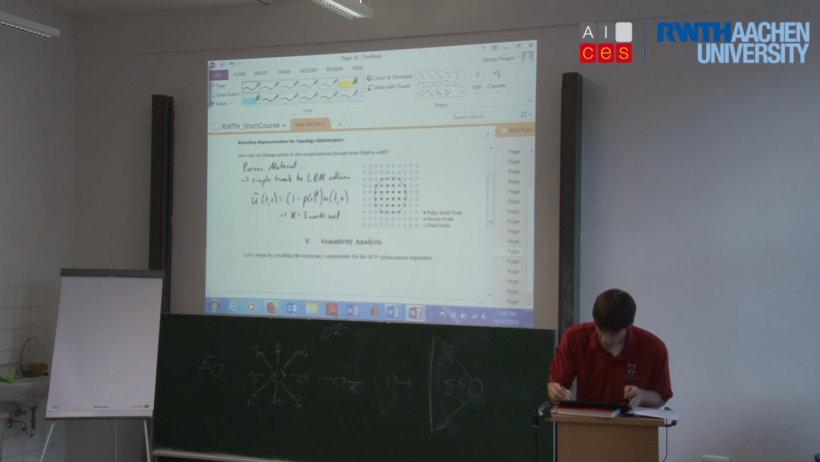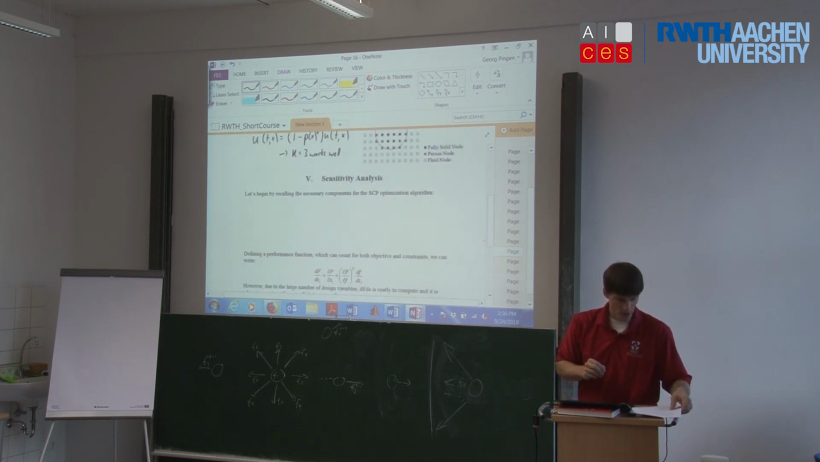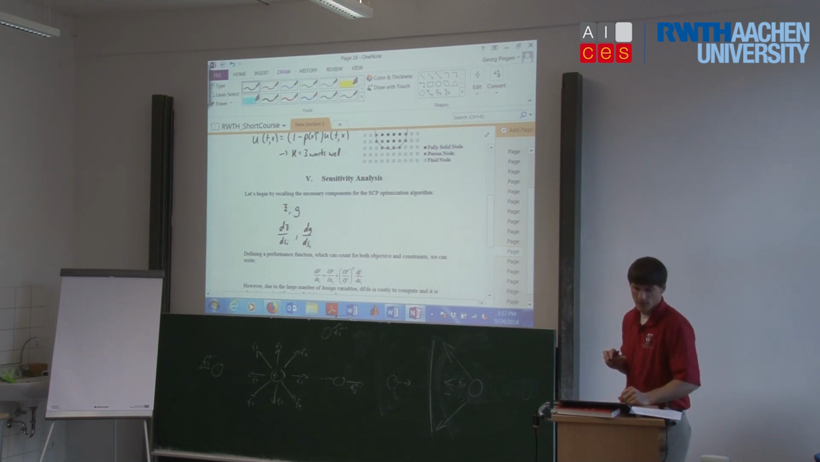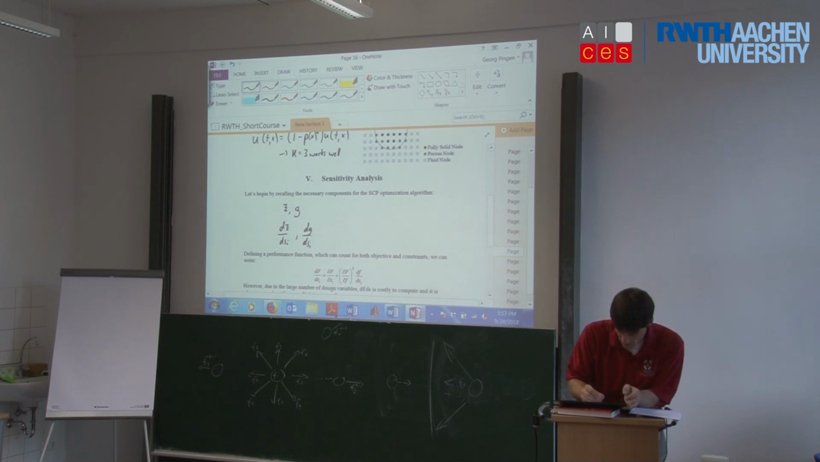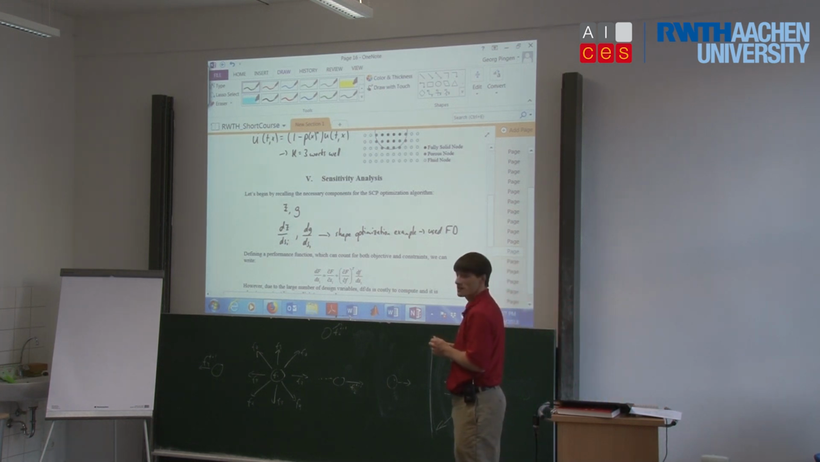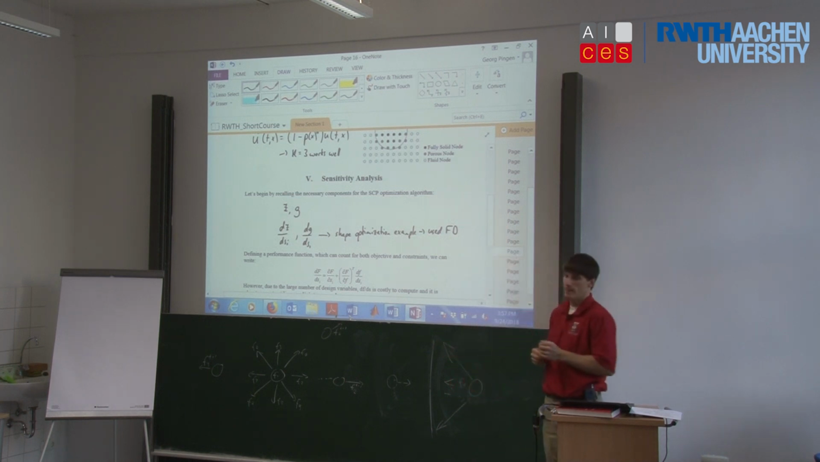So that gives us a boundary representation. Now, if we look back at the SCP, what do we need? We need Z and G, and we need dZ/dsi and dG/dsi. For the shape optimization example, we used a finite difference approach to get our dZ/dsi and dG/dsi.